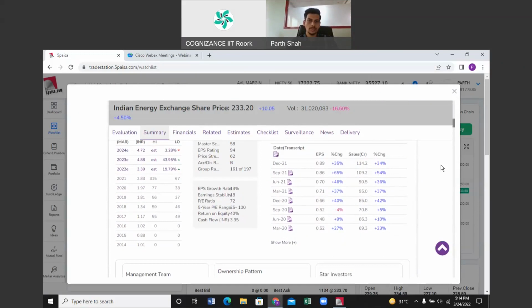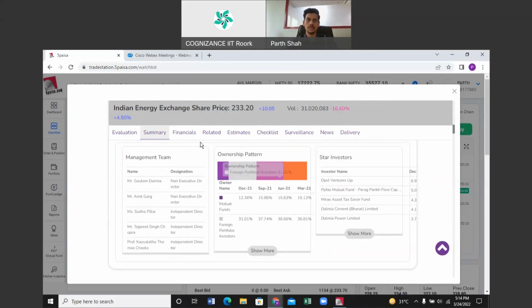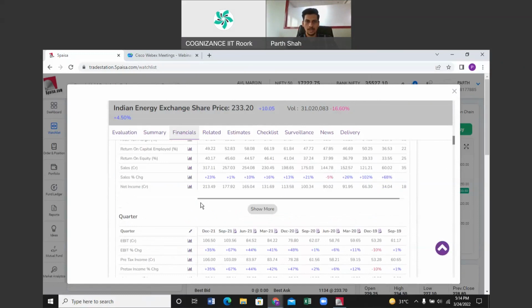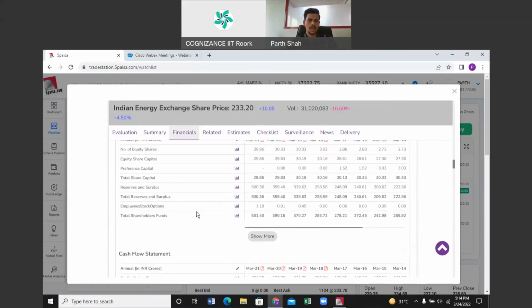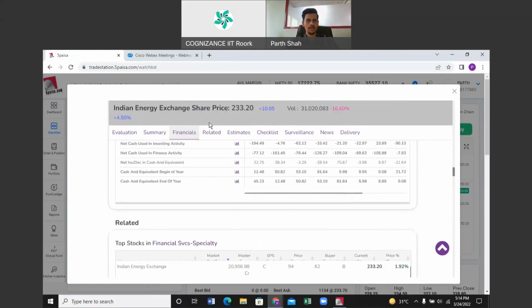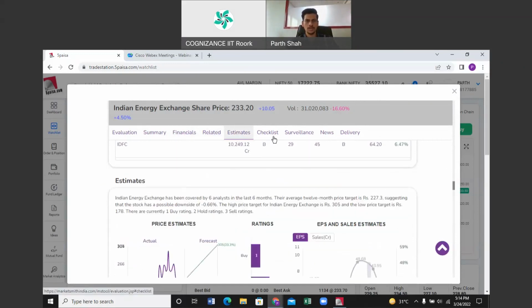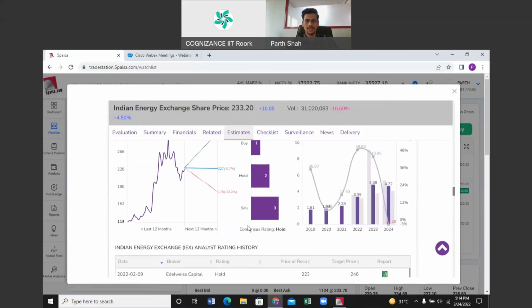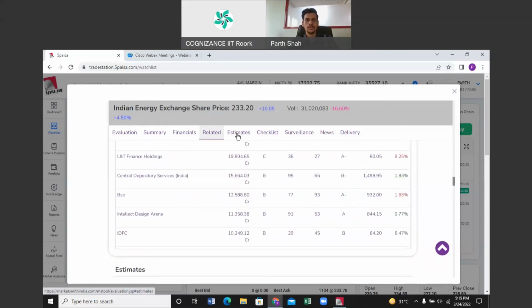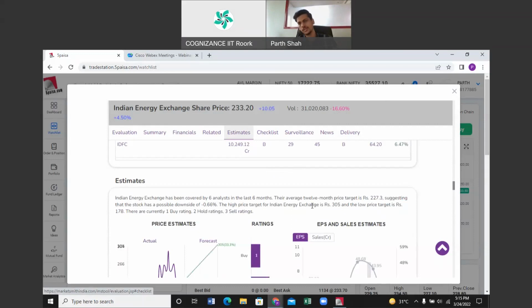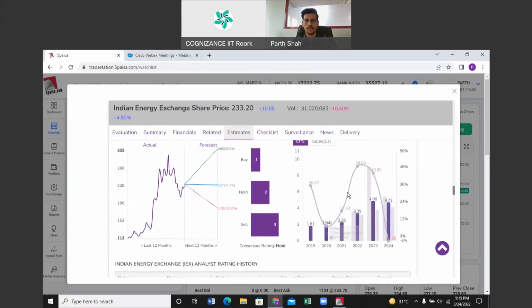You get the reports with respect to the stock, research reports. Then you get the financials, key ratios. So all the basic financials which an investor would like to look at, everything is available on one particular page. You get the estimates as well, that this is forecasted to either go to 305 or, at the maximum on the downside, 178, and in median it is 227 rupees. So that's how you get the estimates. You get the EPS and sales estimates as well.